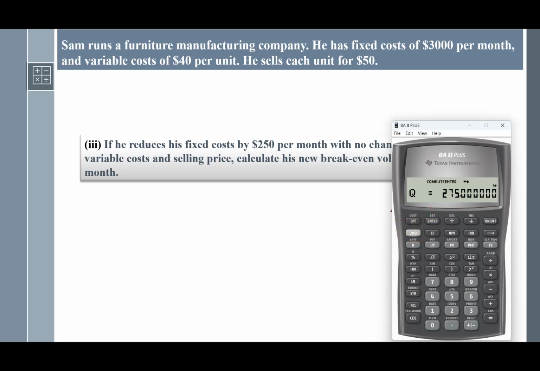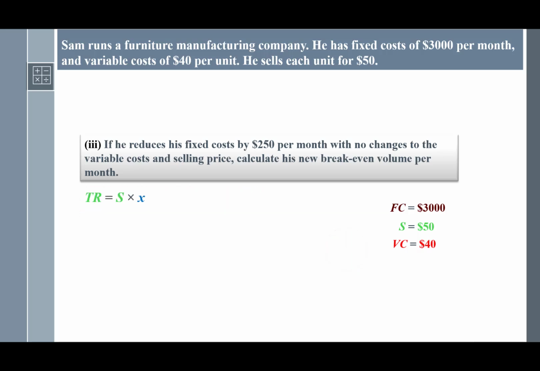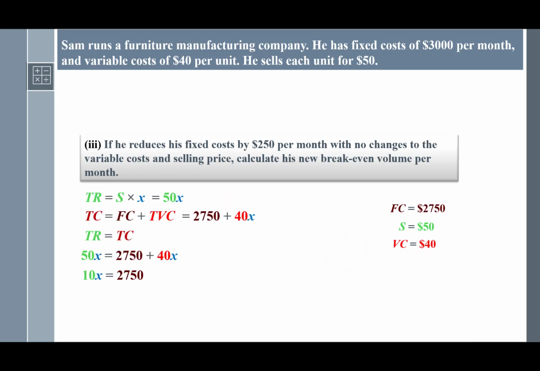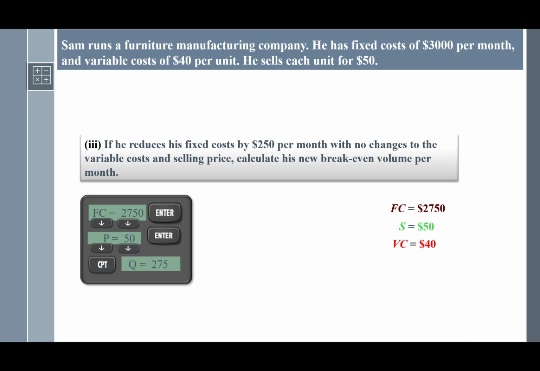275 units. So increasing the selling price by 5% decreased the break-even point by 100 units, where decreasing the fixed cost by $250 only reduced the break-even point by only 25 units. Okay, so that's what we just did. Change the price back to 50 and change the fixed cost to 2,750.